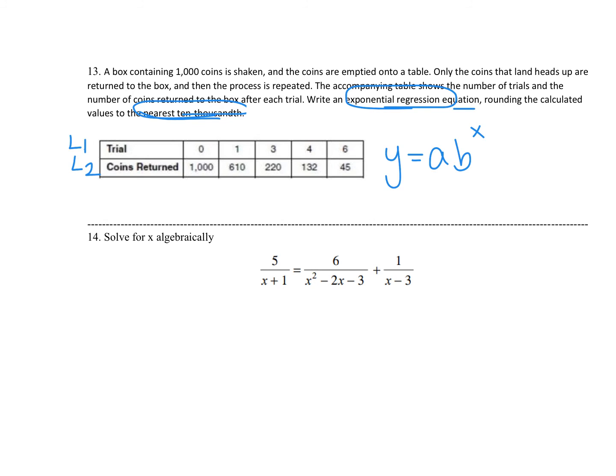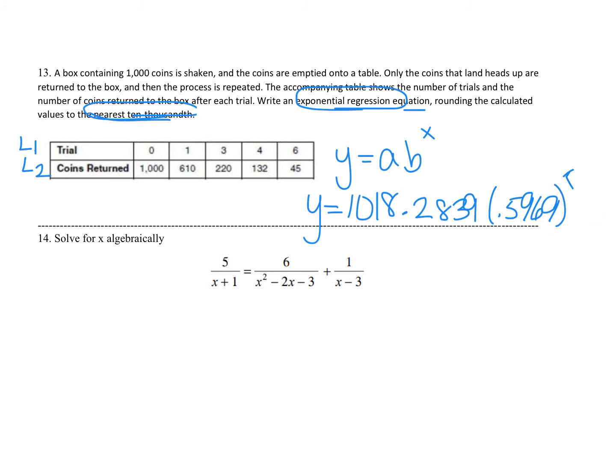Great. And then I'm going to do stat, calc, and I'll look for exponential regression, which is choice 0. And I'll press calculate on my calculator, and I'll get this lovely answer. So we're going to make sure we round to the nearest ten-thousandth. So I get 1018.2839, 1, 2, 3, 4, and then 0.5969 to the x. That should be right. I think that's right. Let me just make this x look better. It's a little sloppy.